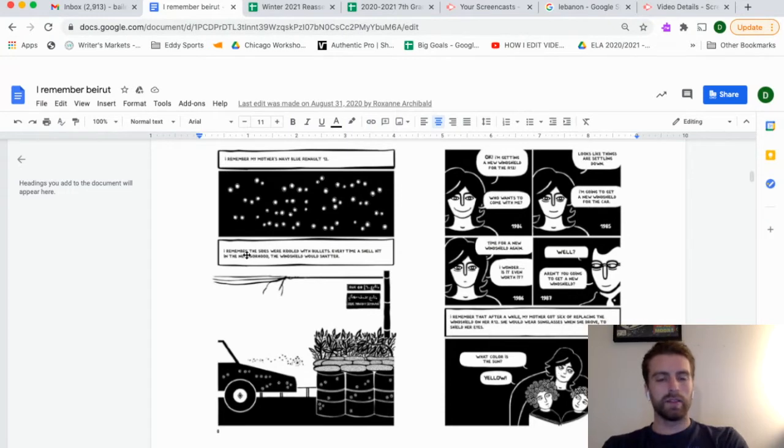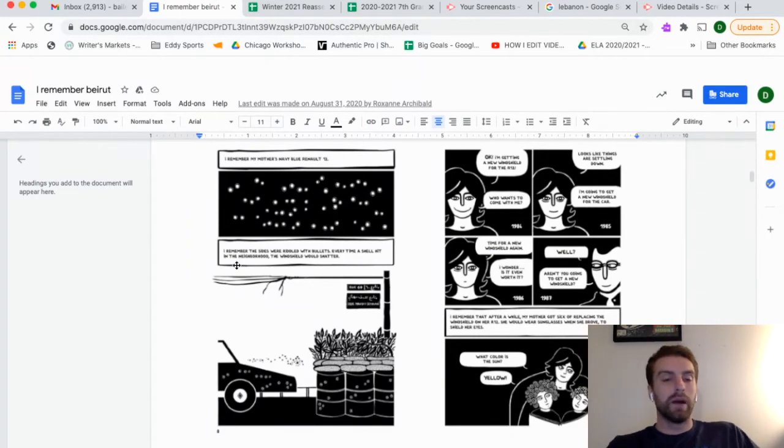Other times, these are written more like a poem, right? So instead of a conversation, this intro just says, "I remember the sides were riddled with bullets. Every time a shell hit it in the neighborhood, the windshield would shatter," right? So it's just a little poetic statement about something that happens.